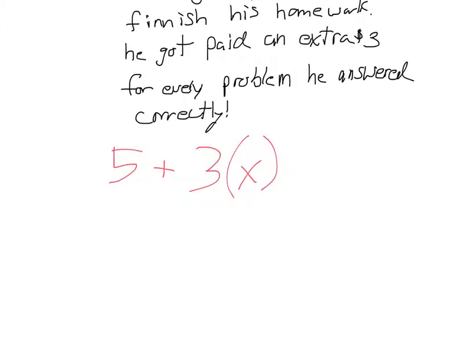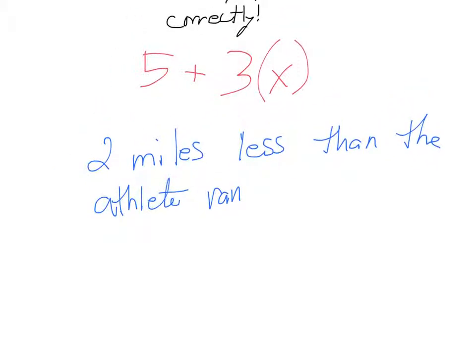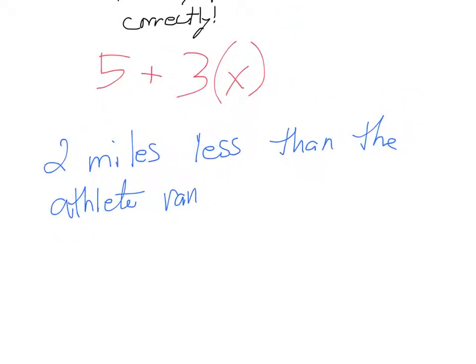I would like you to try this one on your own. 2 miles less than the athlete ran. Try this one. 2 miles less than the athlete ran. Okay, so for example, you can use an A for the athlete, and if you run 2 miles less than the athlete does, A minus 2. Simple as that. Congratulations, you guys are doing a great job.